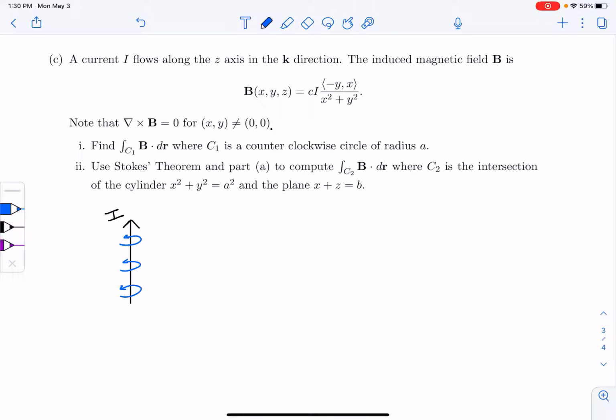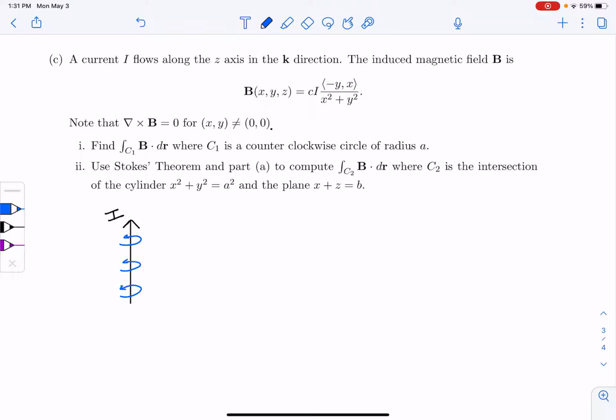And that magnetic field is going to be given by a constant c times I, divided by x squared plus y squared, and then times the vector negative y, x. Now, I want you to notice that the curl of B in this case is going to be 0. So I'd like to find the work that's performed by this magnetic field around C1, and C1 is going to be a counterclockwise circle of radius A.